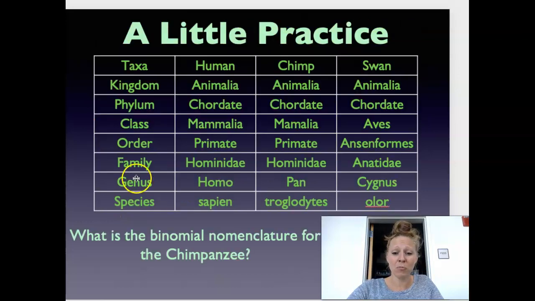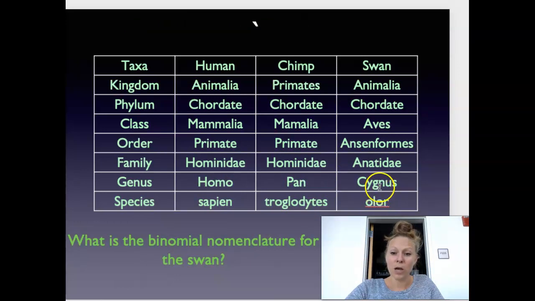So let's do a little bit of practice. Let's start with the chimpanzee. What would be the binomial nomenclature for a chimpanzee? If you said Pan troglodytes, then you're correct. If we're talking about the swan, if you said Cygnus olor, then you're correct. That would be the binomial nomenclature, or the scientific name, for the swan.